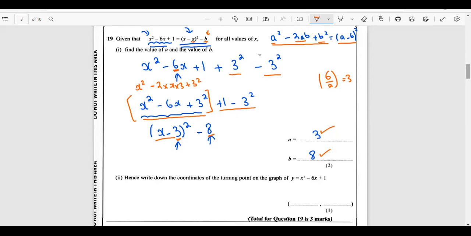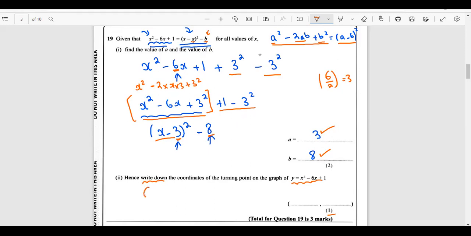Let's talk about the next part. It's just a 1 mark question, and it says, hence write down. Since we are practicing past papers, these things are very important for you to understand. If the question says hence write down, it means you have the answer in front of you. You need to do something very, very small, and you would get the final answer. So you need to write down the coordinates of the turning point of this graph.